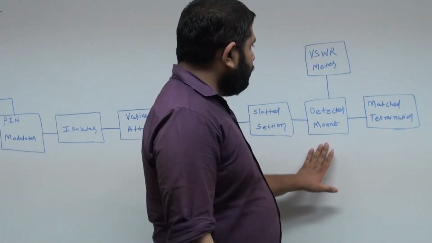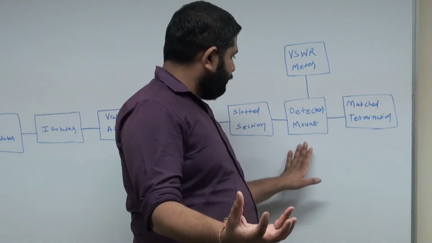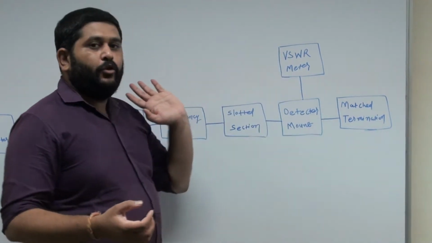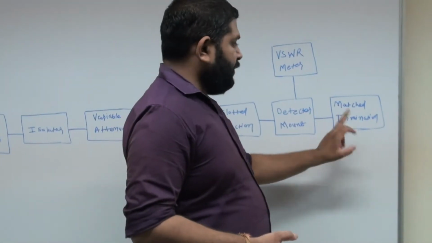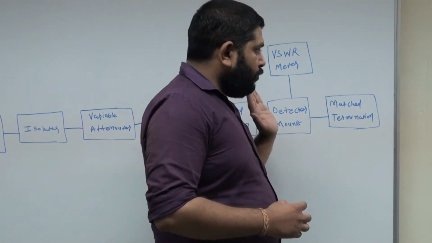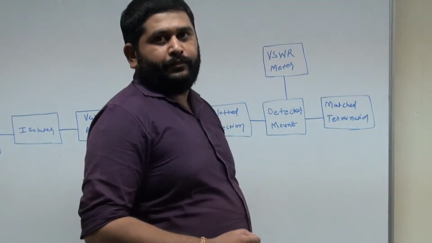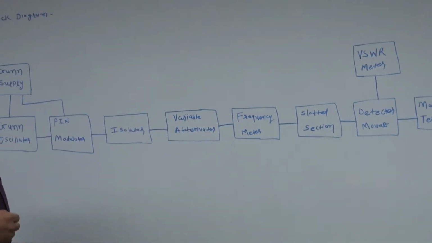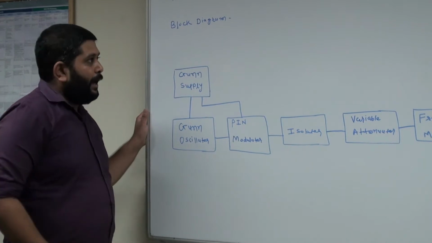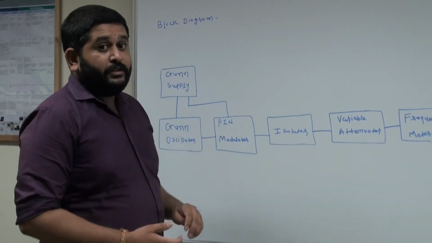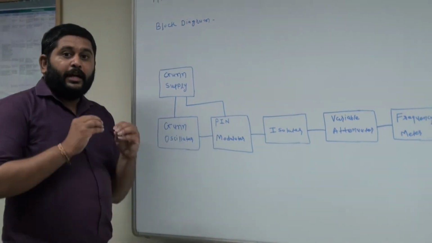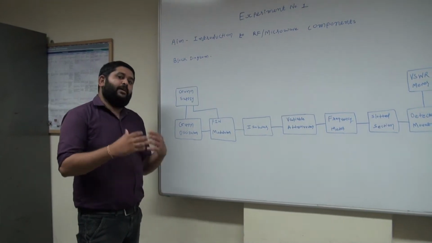And using the detector mount we will detect the power and measure the VSWR using the VSWR meter. And next is the match termination. The match termination absorbs all the power generated from the microwave test bench. Okay, this is a basic introduction of the block diagram of the microwave test bench, and the use of the microwave test bench is to measure important parameters such as frequency, wavelength, dielectric constant, impedance, and many more.